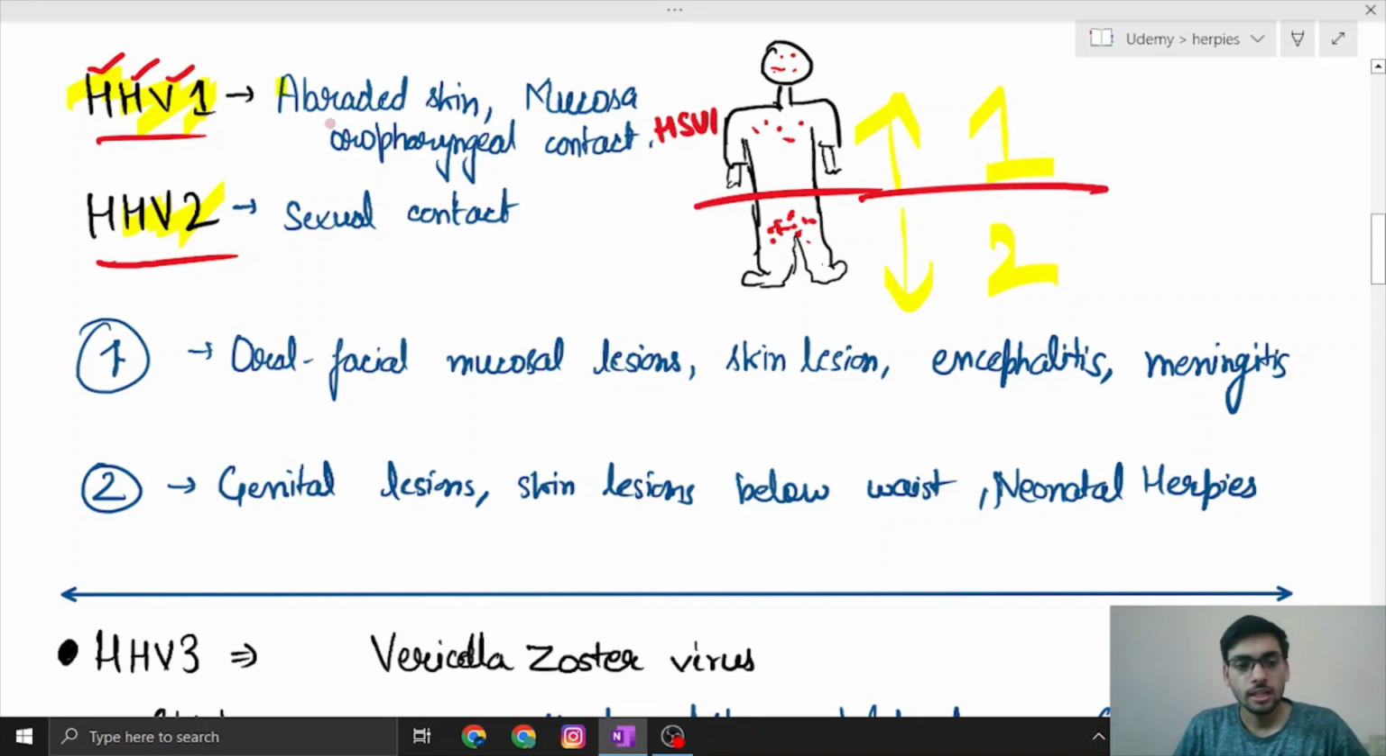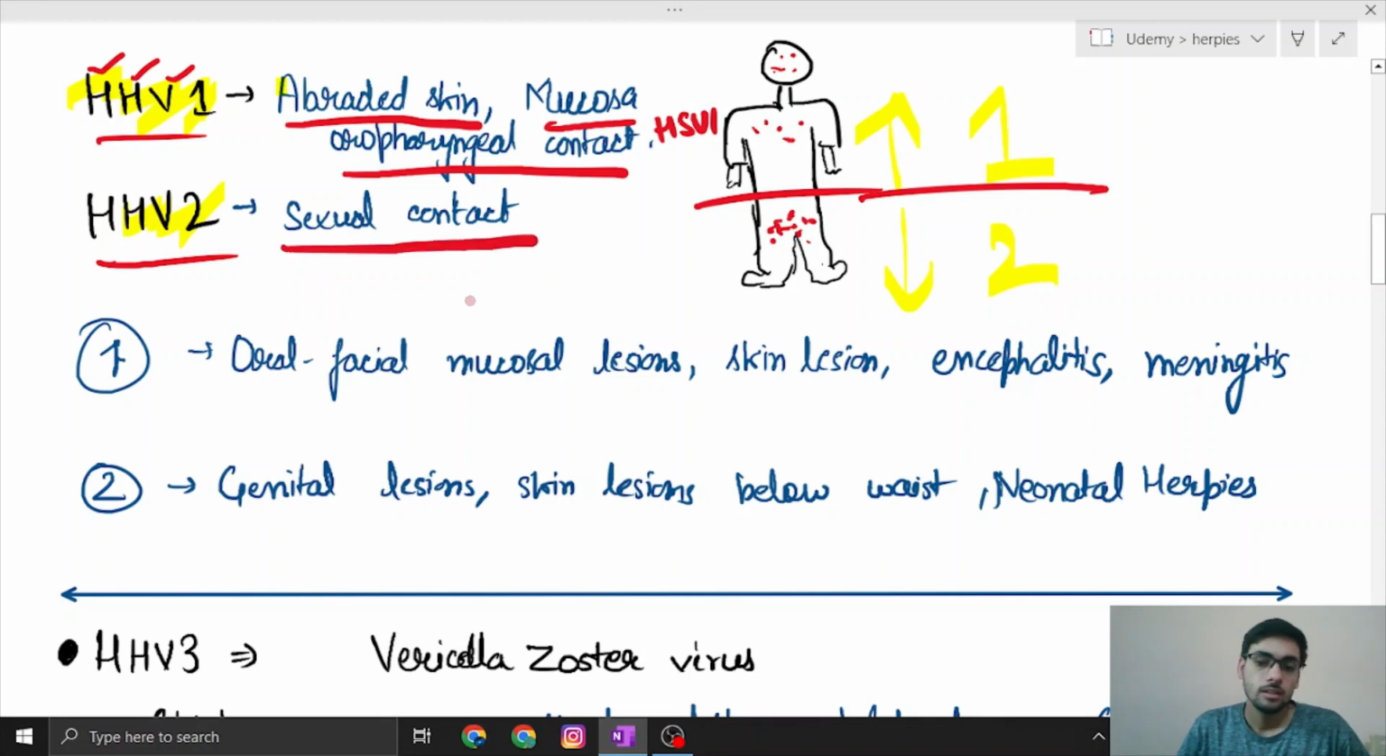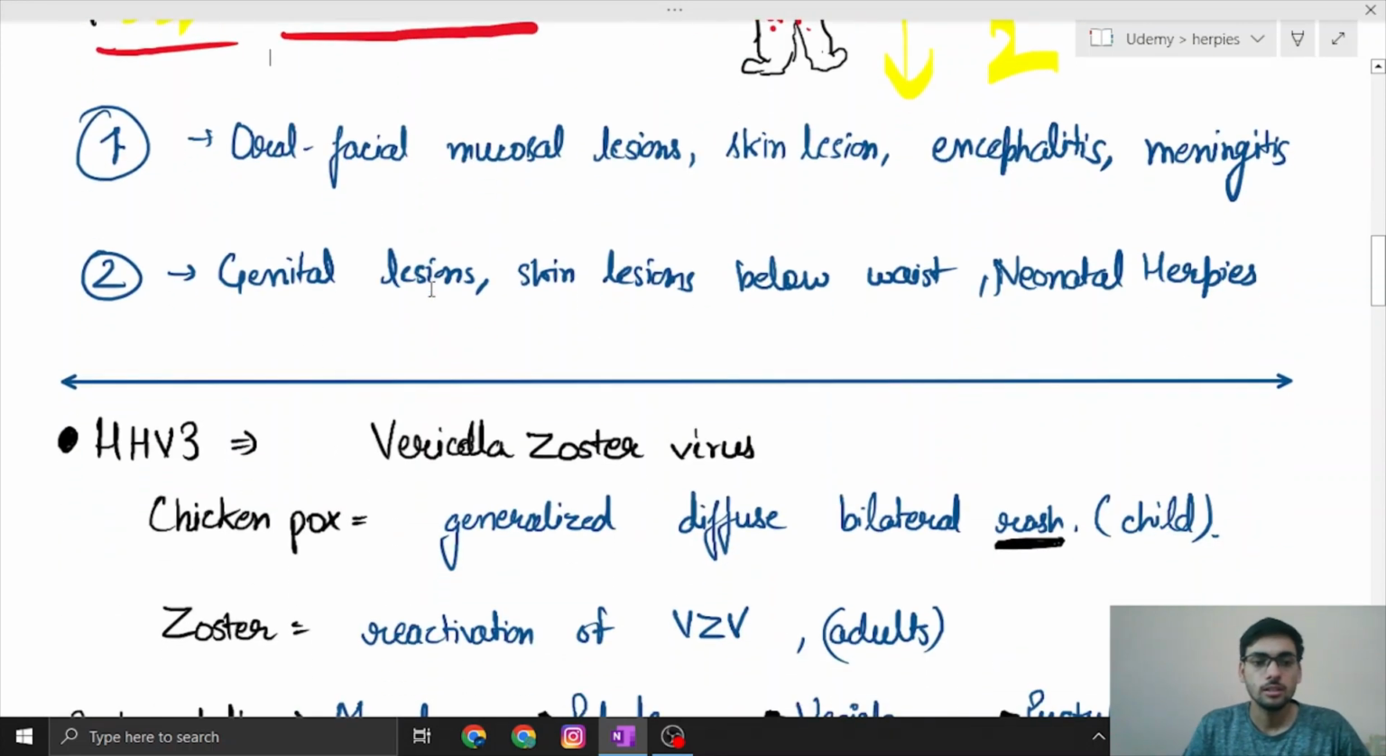It can be transmitted through abraded skin, right? And through mucosa also, oropharyngeal contact also. And HHV2 infects other healthy individuals through sexual contact. Now let us look at the diseases caused by herpes simplex virus 1 and herpes simplex virus 2.